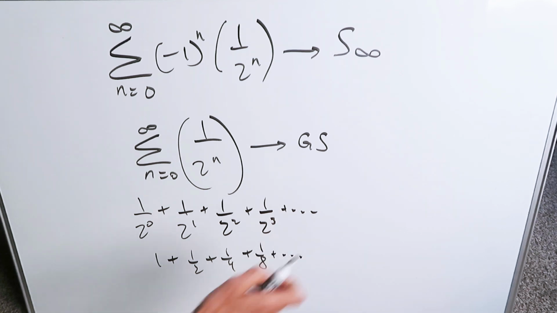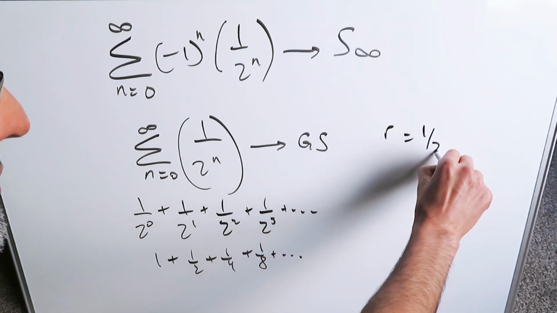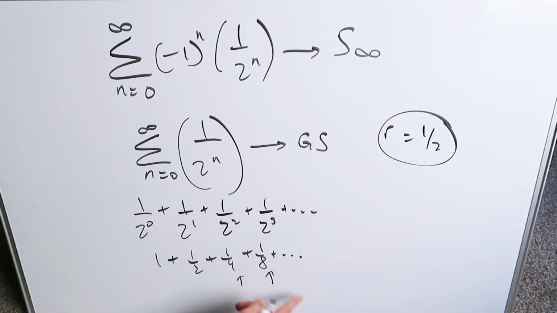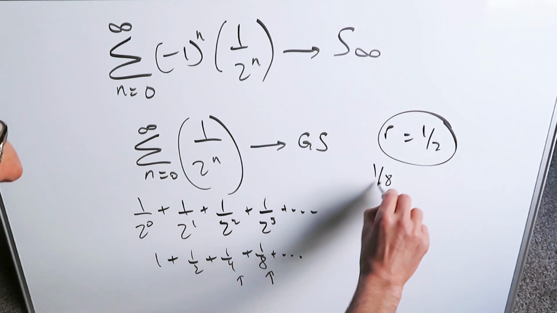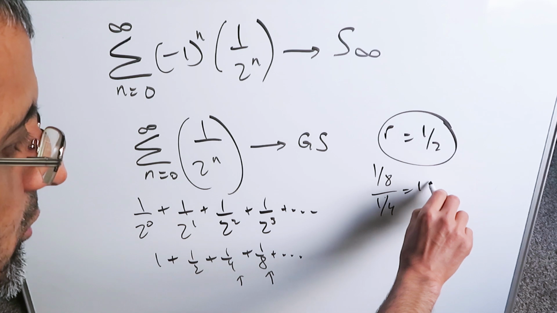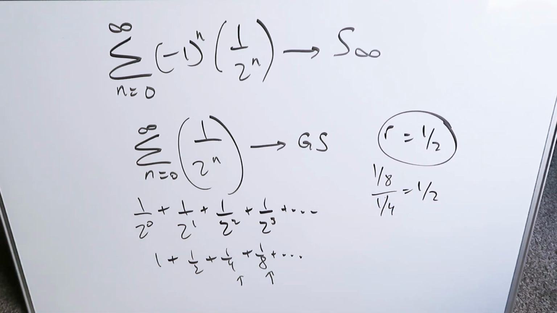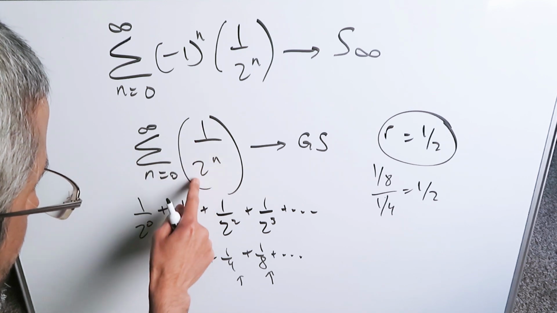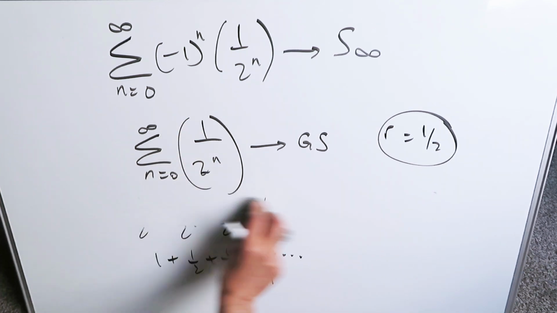What's your common ratio? Your common ratio here would be 1 over 2. And why would it be? Pick one term and a term before and do their ratio. 1 over 8 divided by 1 over 4 will be 1 over 2. Another way you can do it is, when you know you're dealing with a geometric series, what you see right over here is your ratio. And why would that be the case?